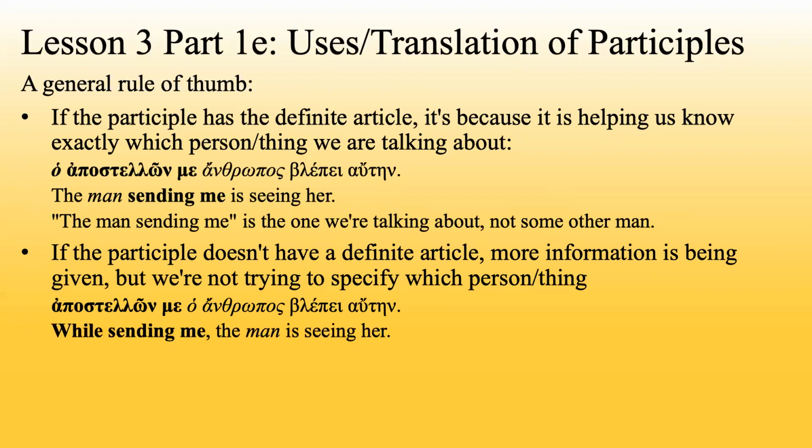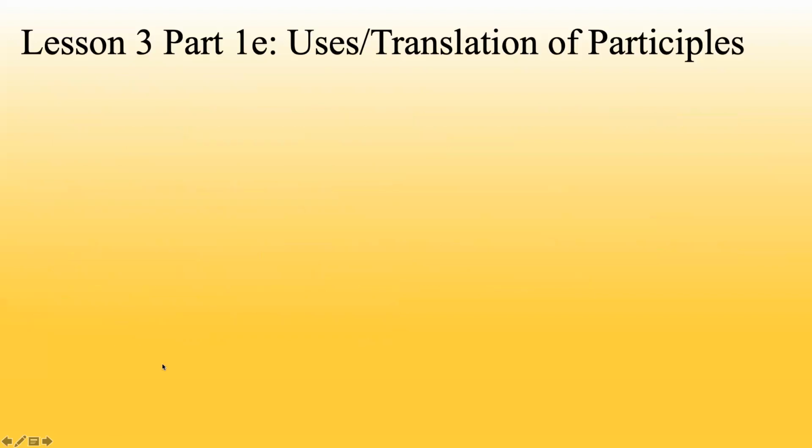Apostellon me ho anthropos blepei auten. While sending me, the man is seeing her. You notice the only difference between these sentences is the definite article is here versus here. Only difference. Now, of course, this one could have had a definite article right there. It would have meant the exact same thing as up there for an attributive structure. So the only difference is whether or not this participle has a definite article in front of it. That'll be the difference between attributive, pointing out which person, and predicative, giving some sense of some other information.